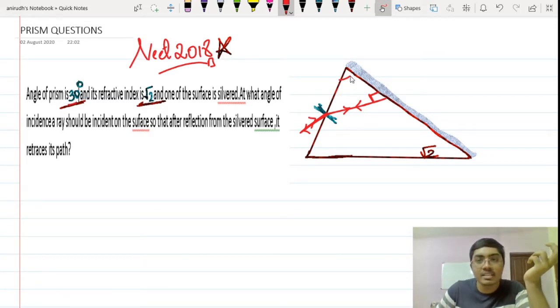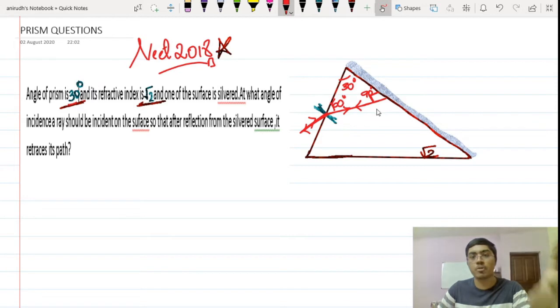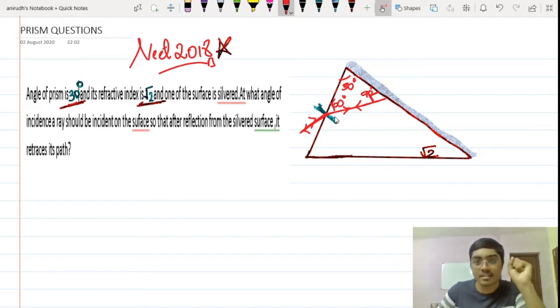The angle of the prism is 30 degree. So this is 30 degree, this is 90 degree, so this particular angle will definitely be 60 degree. I am just using the angle sum property. The total angle is 90 degree because this is normal to the incident surface. So this particular angle will be 30 degree. Fine, so this is our i angle. We are just supposed to find this i angle.